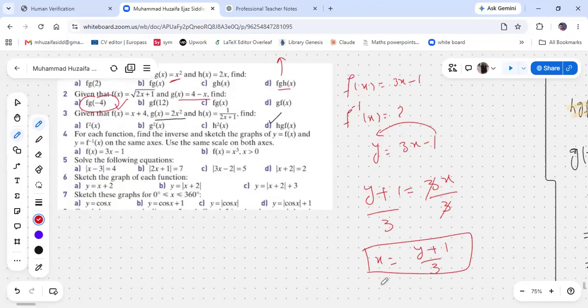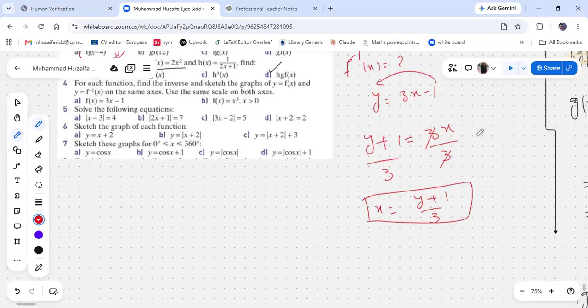And what is our last step? We replace x with y and y with x. So what is our last step? We are replacing the x from the y and y from the x. So our y is equal to x plus 1 over 3. So this is the inverse of that function. F inverse of x is equal to x plus 1 over 3.